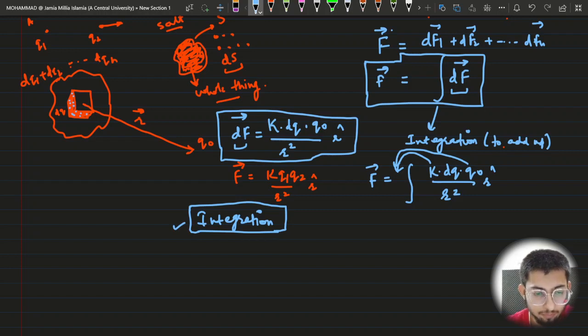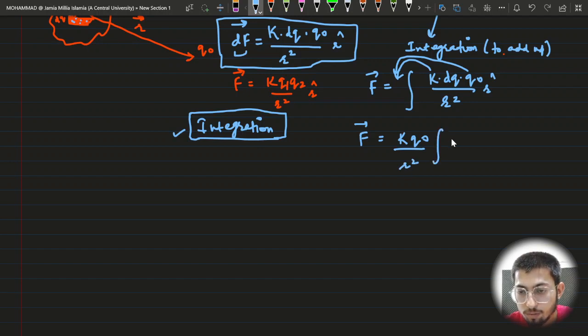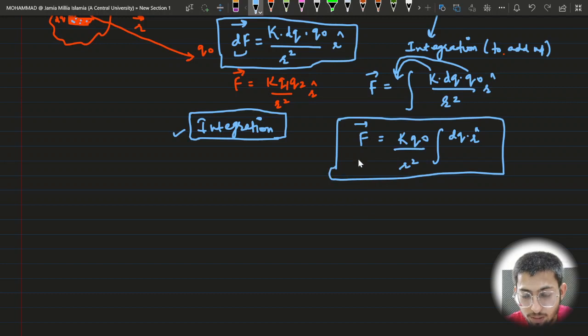All right, so this is how we do this. Now you can take the constant out. So in integration, while finding integration, you take the constant out. So k q naught upon r square integration of dq r unit vector. Okay. Now we have to solve it generally. We solve this also. We used to find this integration. I'll tell you later how we find this.